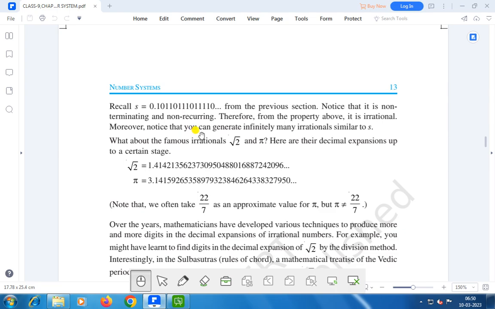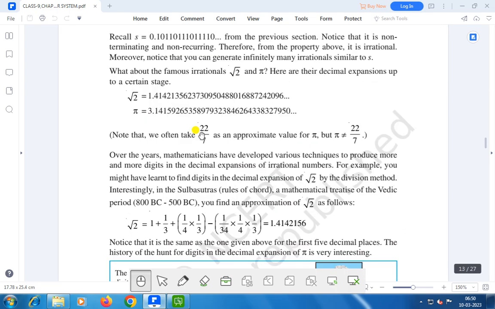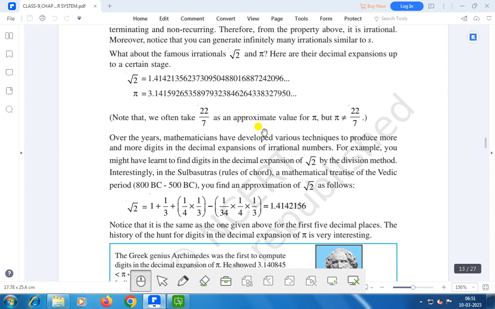Moreover, notice that you can generate infinitely many irrationals similar to this. What about the famous irrationals root 2 and pi? Here is the decimal expansion up to a certain stage. Root 2 is 1.41421356 and pi equals 3.141592, etc. Note that we often take 22 by 7 as an approximate value for pi, but pi is not equal to 22 by 7. Over the years, mathematicians have developed various techniques to produce more and more digits in the decimal expansion of irrational numbers. For example, we might have learned to find digits in the decimal expansion of root 2 by the division method.